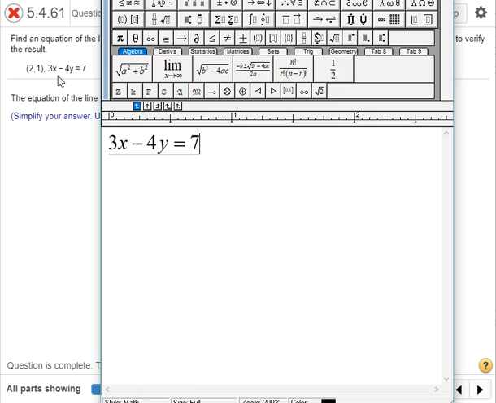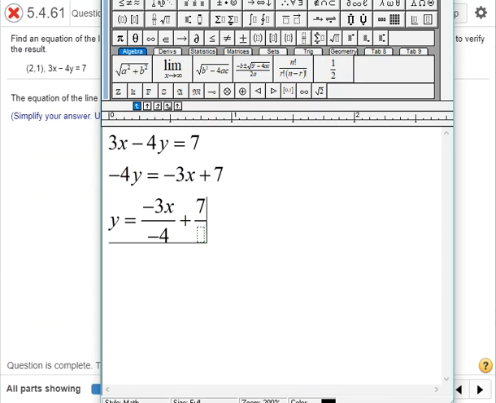The original line was 3x minus 4y equals 7. If I subtract 3x from both sides, that gives me negative 4y equals negative 3x plus 7. If I divide everything by negative 4, that gives me y equals negative 3x divided by negative 4, which I'll reduce in a second, plus 7 divided by negative 4.